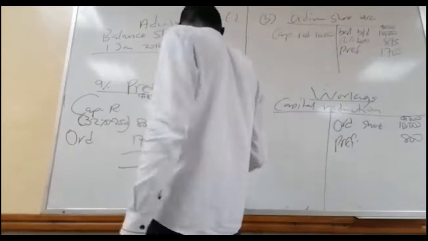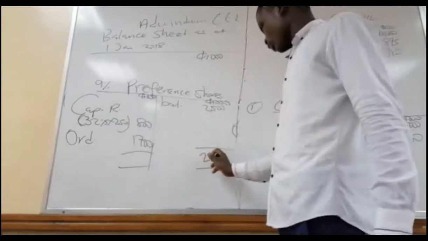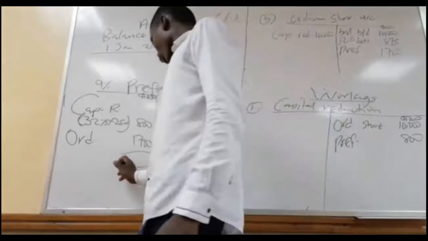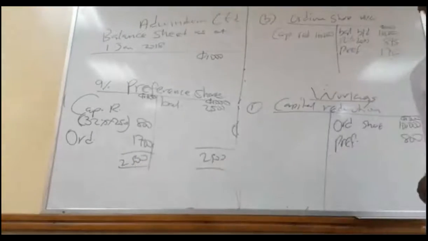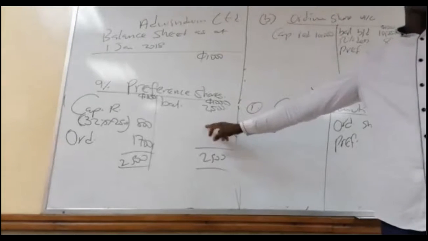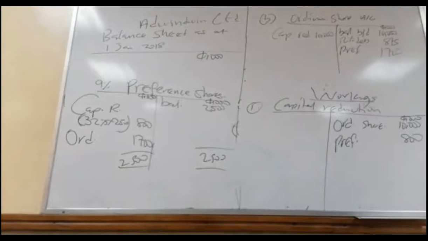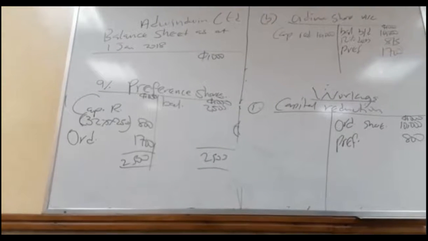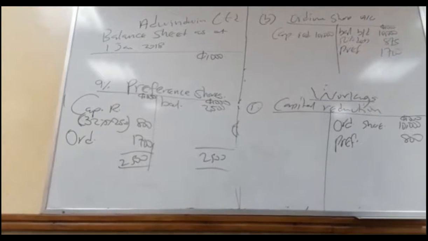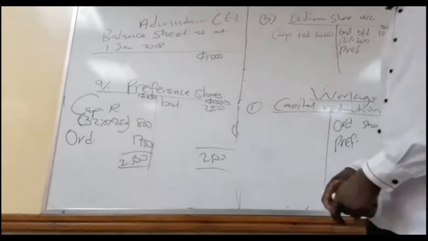So 2,500. That means in the new balance sheet, we don't need to record the preference shares that's cancelled from the system. Why? Because that's balanced. That's moved from the system. Great. So that is it. Okay. So let's see.